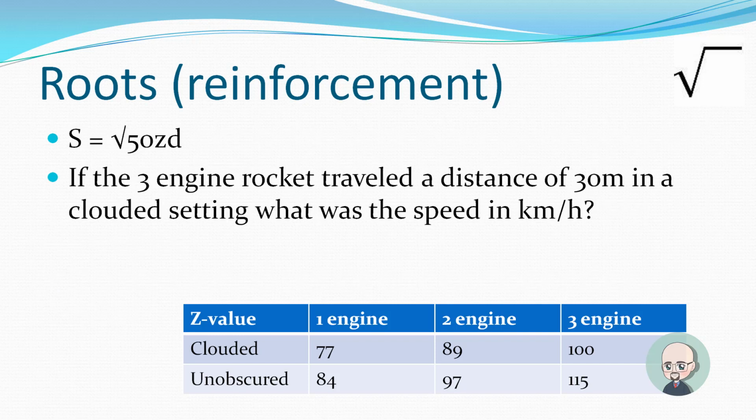So we have that formula, S equals the square root of 50ZD. If the 3-engine rocket traveled a distance of 30 meters in a clouded setting, what was the speed in kilometers per hour? Okay, I'm going to need you to figure out the problem on your own. Remember, as always, you can press the space bar to pause the video. I'll give you a moment to do so right now.